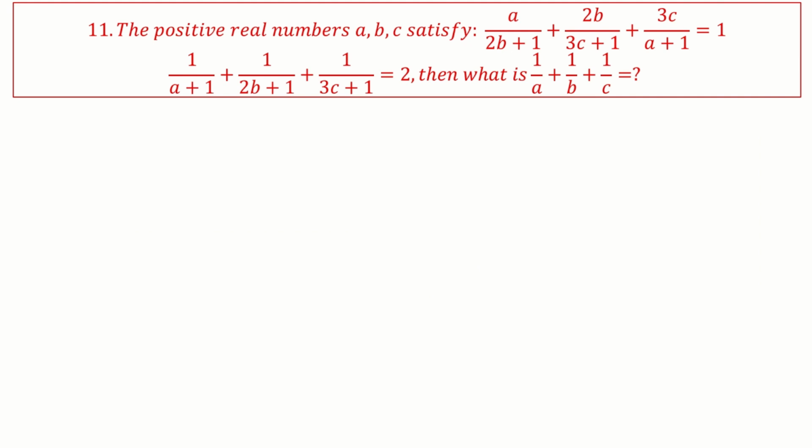The positive real numbers a, b, c satisfy a by 2b plus 1 plus 2b by 3c plus 1 plus 3c by a plus 1 equal to 1, and 1 by a plus 1 plus 1 by 2b plus 1 plus 1 by 3c plus 1 equal to 2. Then what is 1 by a plus 1 by b plus 1 by c?